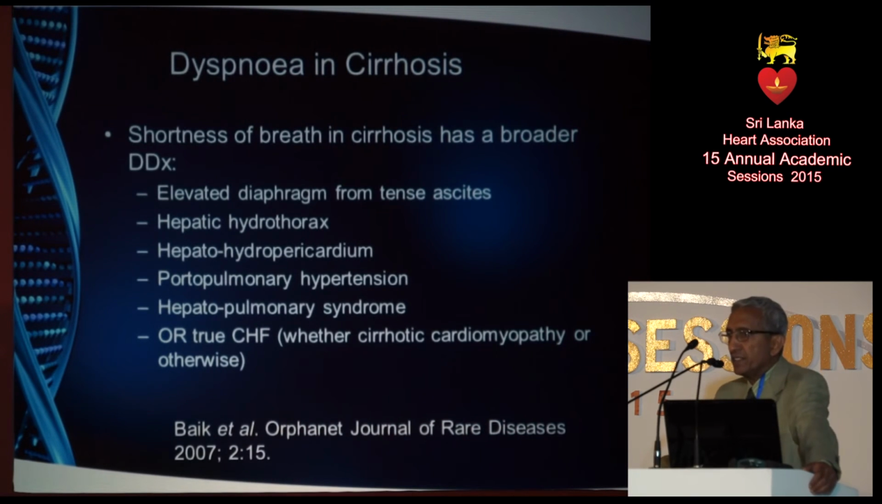However, dyspnea in patients with cirrhosis has a much broader differential diagnosis. It could be simply due to an elevated diaphragm from tense ascites. It could be due to what we call hepatic hydrothorax or hepatic hydropericardium. Or on the other hand, it could be due to these three syndromes of portopulmonary hypertension, hepatopulmonary syndrome, or cirrhotic cardiomyopathy, and obviously they could have concomitant unrelated heart failure as well.